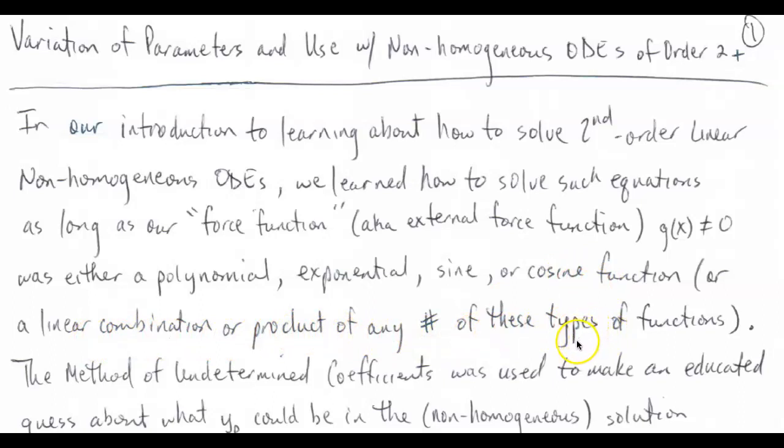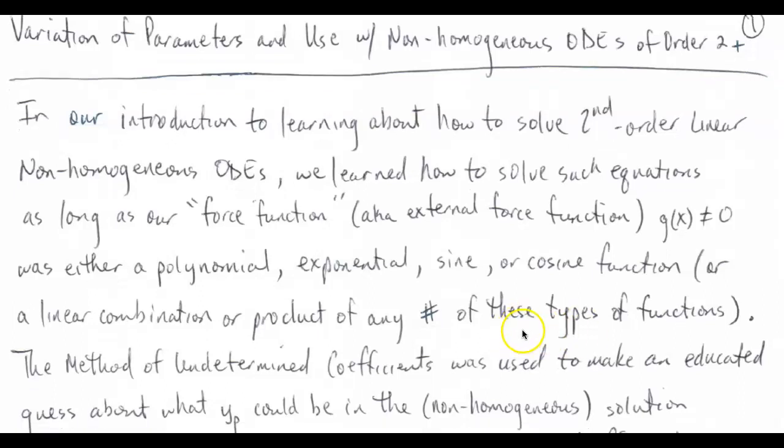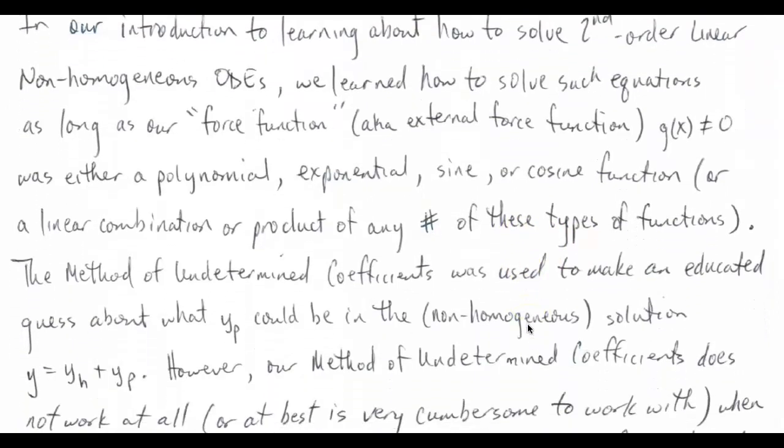Okay. So if you're in a differential equations course, you have probably learned how to do that before looking at variation of parameters. So we know that the method of undetermined coefficients was used to make an educated guess about what our particular solution to our non-homogeneous solution would be.